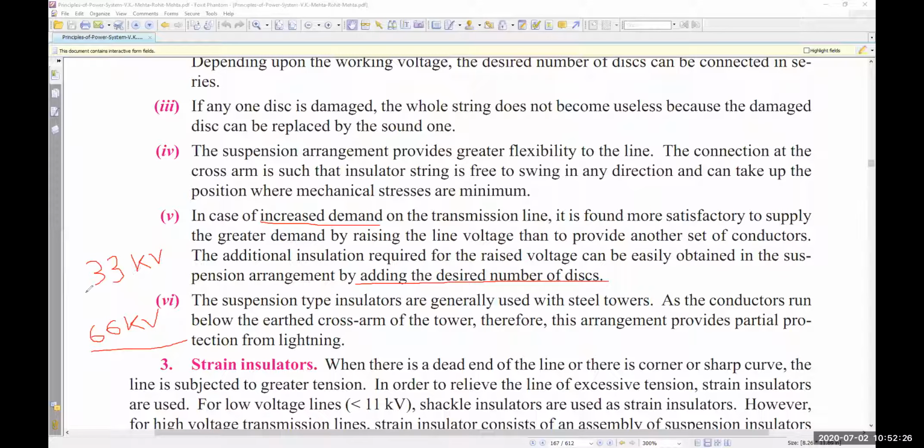In case of 33 kilovolt, you can use 3 discs or 4 discs. But when you use 66 kilovolt, you have to double the disc number as well. Okay, so you do not have to change the whole suspension. You can just add discs. That's it. The suspension type insulators are generally used for steel towers, and the conductors run below the earth cross arm of the tower. Therefore, the arrangement provides partial protection from lightning.